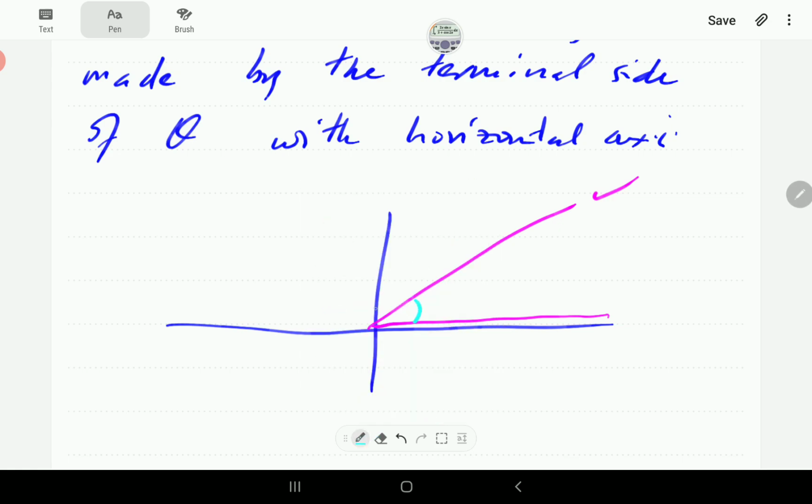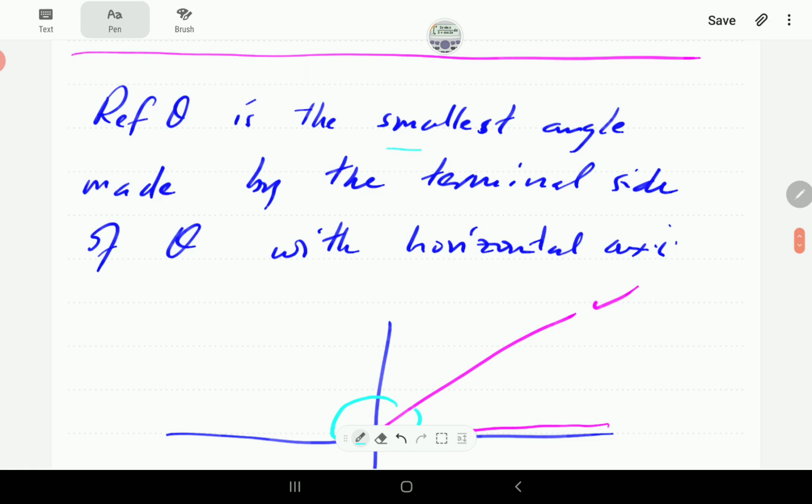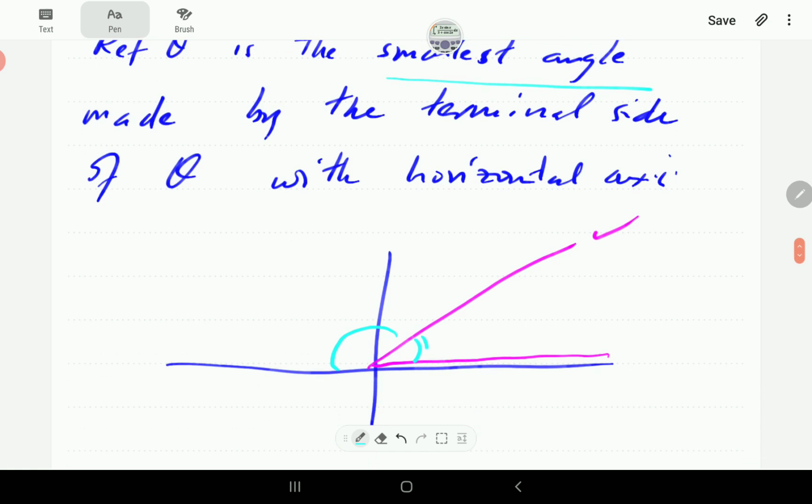It's this angle and this angle. Here we're interested in the smallest angle. Which of these two is smaller? It's going to be this one. So that would be the reference angle.